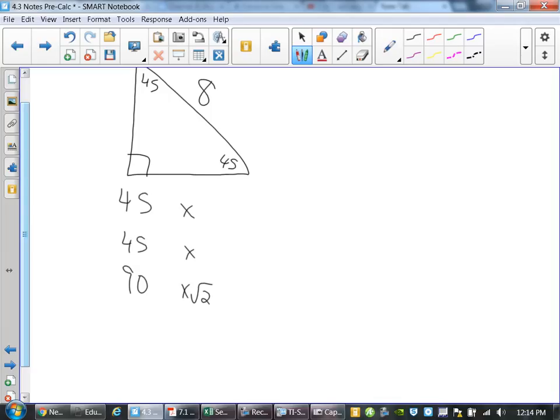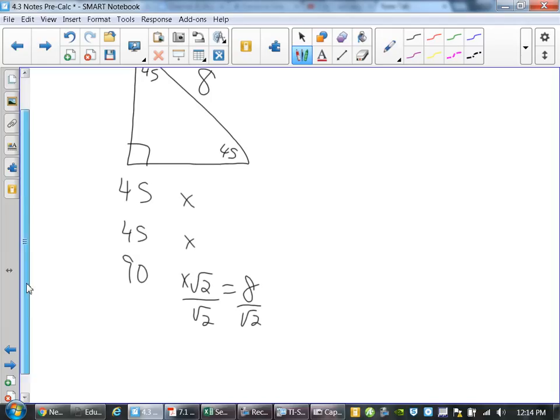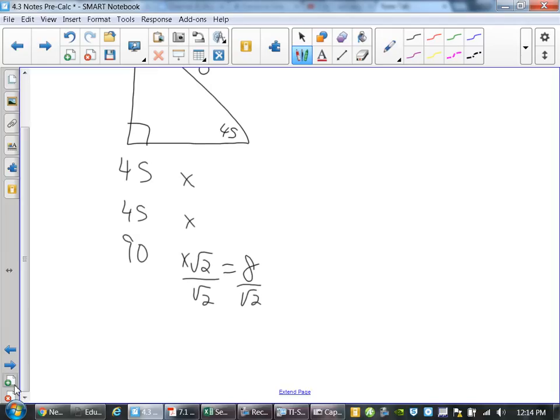The 90 again. So I set up the algebra problem: x root 2 equals 8. Well, it's a one step. How do you undo multiplying by root 2? And then you just have, remember rationalizing your denominators?